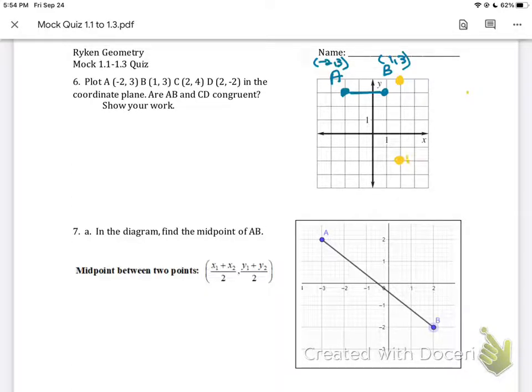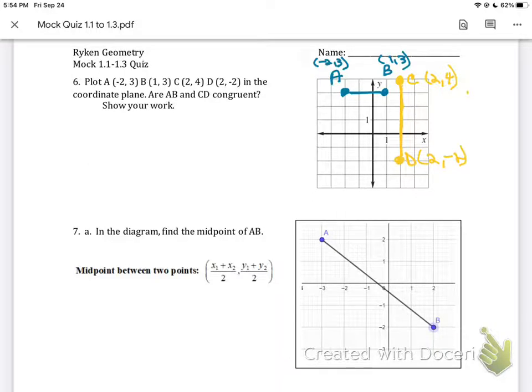So this was D, and it was 2, -2. This was C, and it was 2, 4. Okay, so are A and B congruent? Well, first let me just draw in this line segment. Let's get the length of AB.